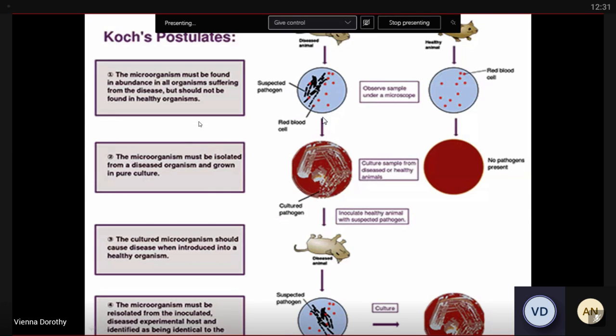These are called Koch's postulates. So in the exam, if they ask you about Koch's postulates, you have to define the postulates and you have to explain those postulates. Okay, and mention the germ theory of disease. Clear?